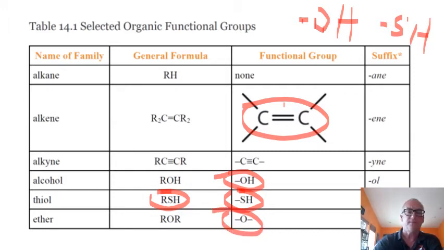Ethers just have an oxygen between two carbons. So we have an R, which stands for rest of molecule. So that would be a carbon covalently attached to an oxygen, and then the other side would also be attached to the oxygen. And so that is called an ether, and we'll talk a little bit more about that a little later as well.